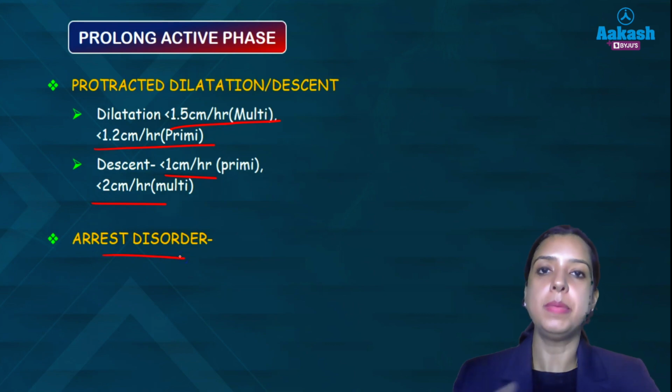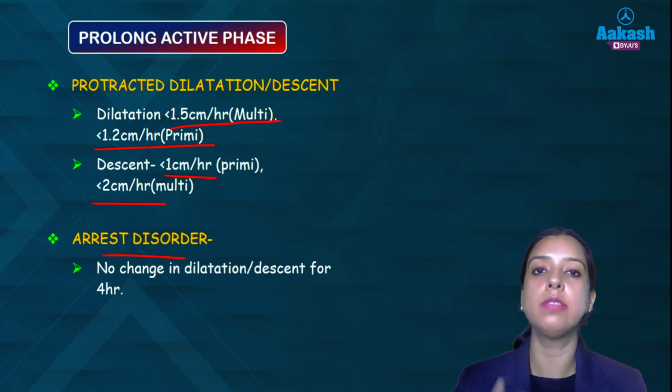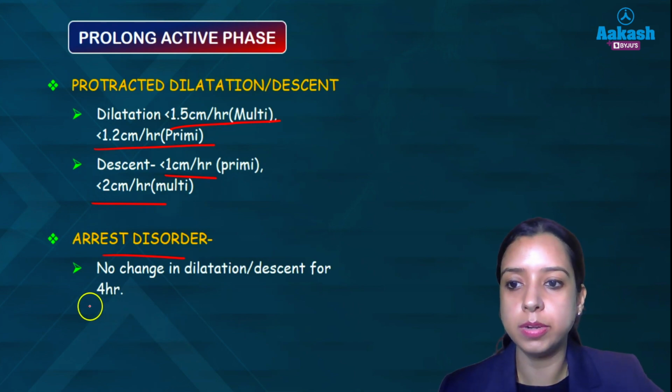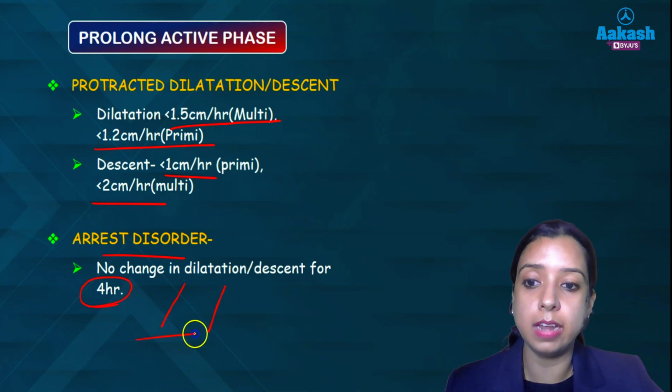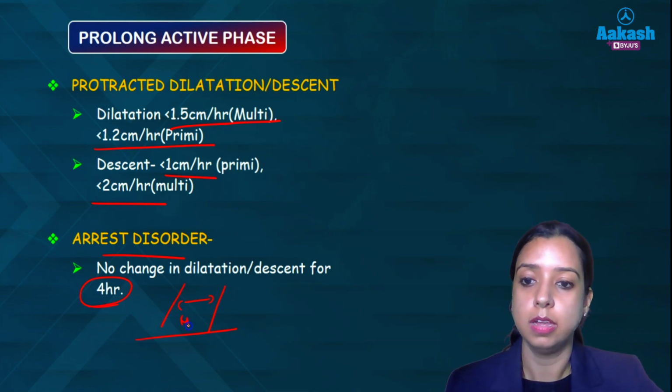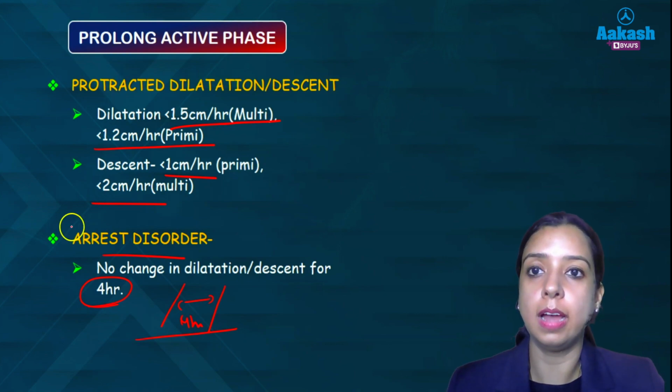Arrest disorder means no change is occurring. So when you say arrest, it is no change since 4 hours. This 4 hours is the reason why the alert line and action line on the partogram are separated by 4 hours. Because if no change is occurring in 4 hours, you call it arrest and then you have to take some action. Okay. So this is the active phase.